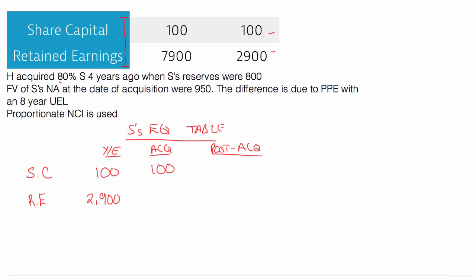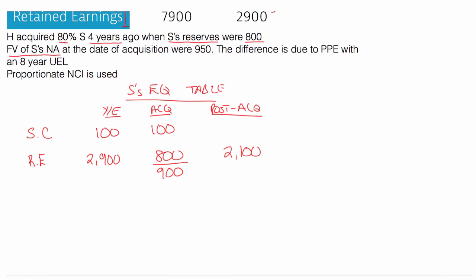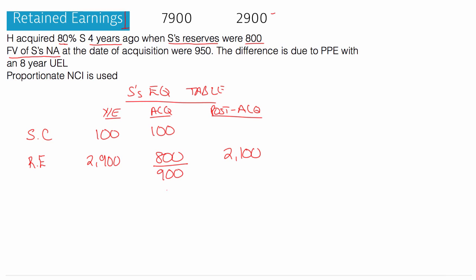So H acquired 80% of S 4 years ago when S's reserves, well the only reserves of retained earnings, were 800. So I've got that. So I know that post-acquisition must be 29 minus 8. Post-acquisition must be 21. Now, the book value of S at acquisition was 900. I bring S in at its fair value. And it says the fair value of S's net assets, which is the same as equity, if you remember, net assets is the same as equity, then that was 950. So I need to make a 50 adjustment.